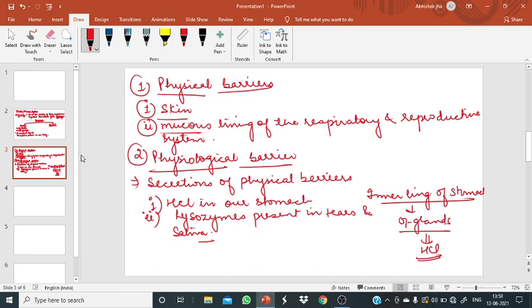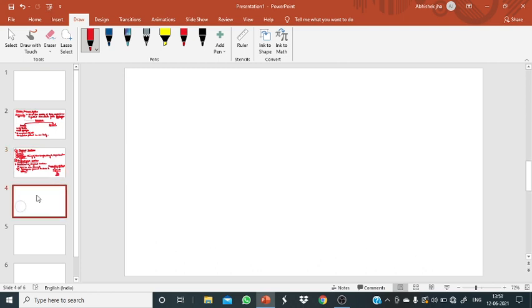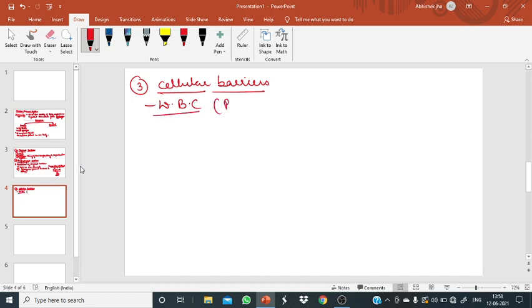Then the third is cellular barriers. Cellular barriers, as the name suggests, are mediated by cells, and which cells basically help in providing immunity? So the WBCs help to provide immunity. WBCs are also called PMNL cells.